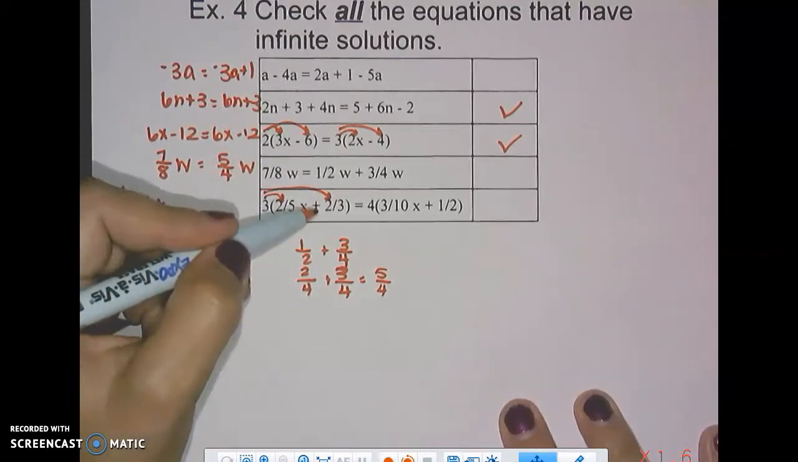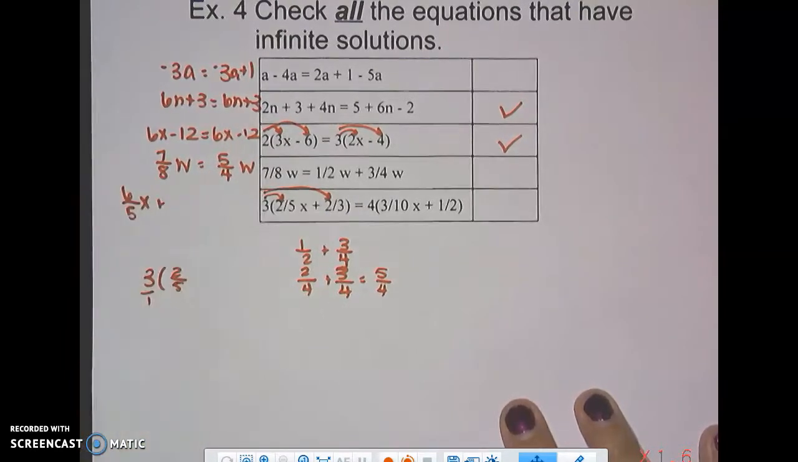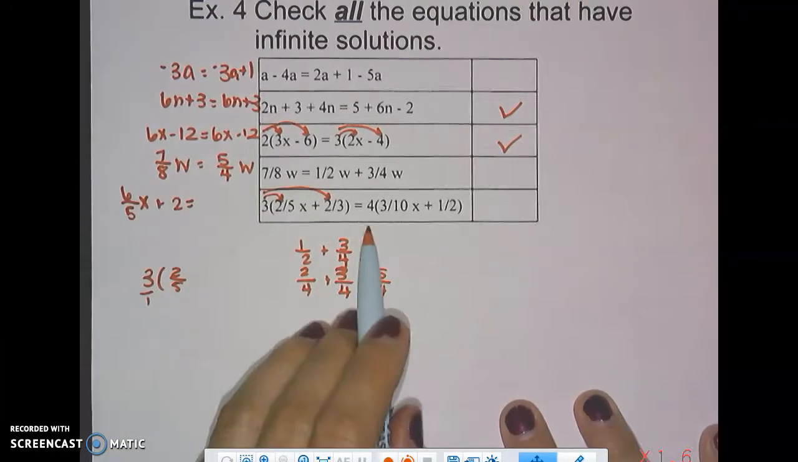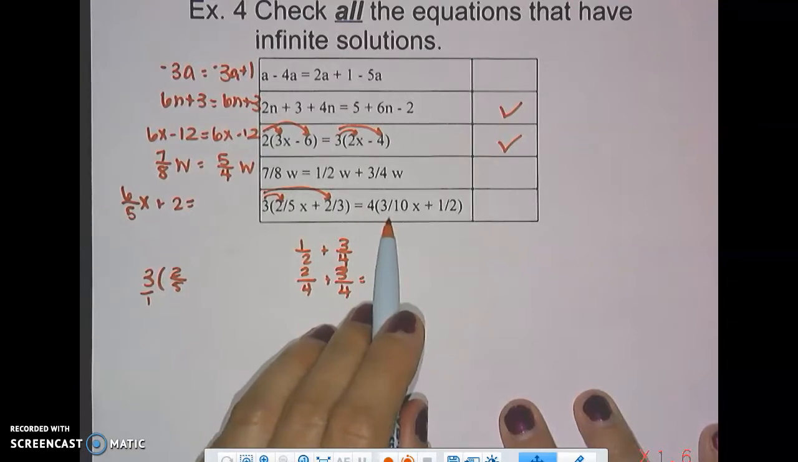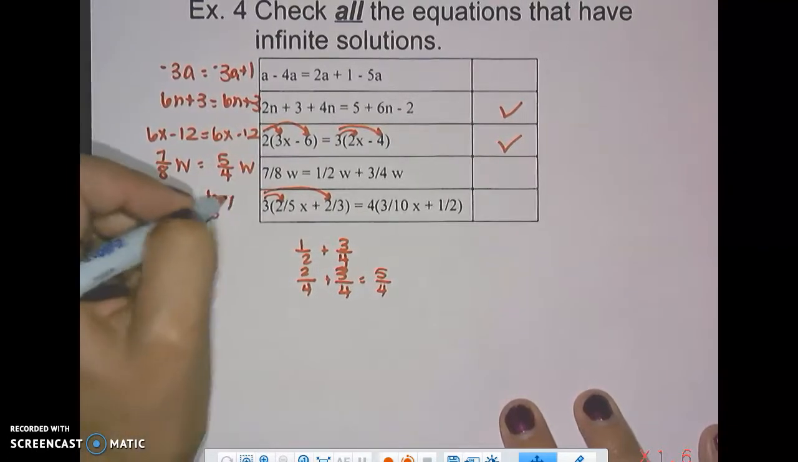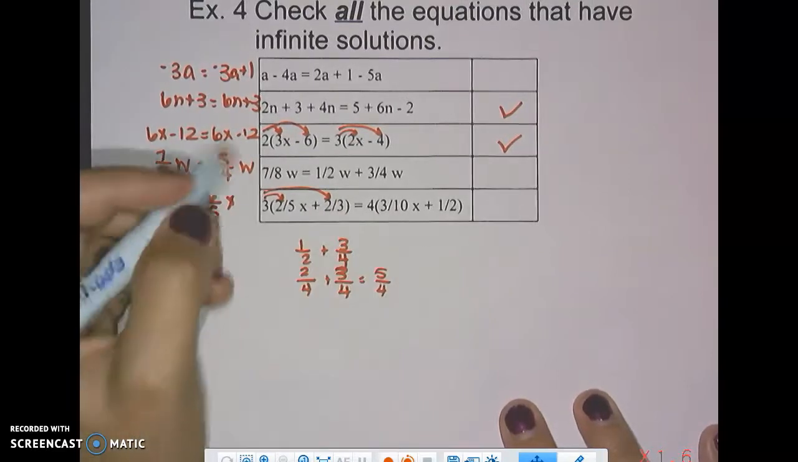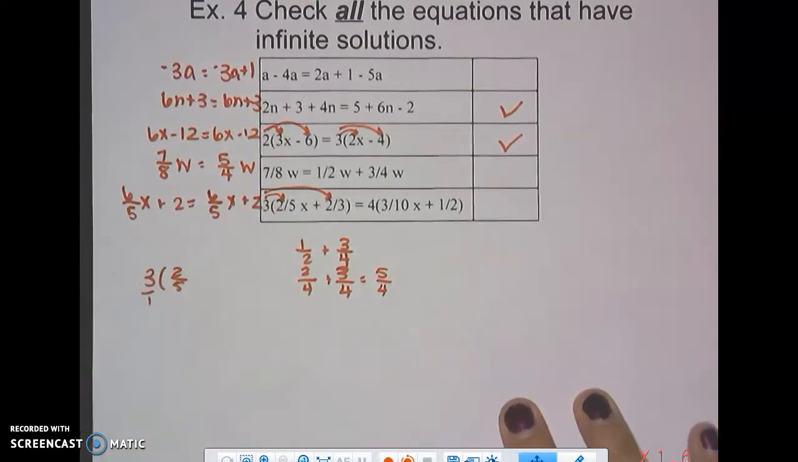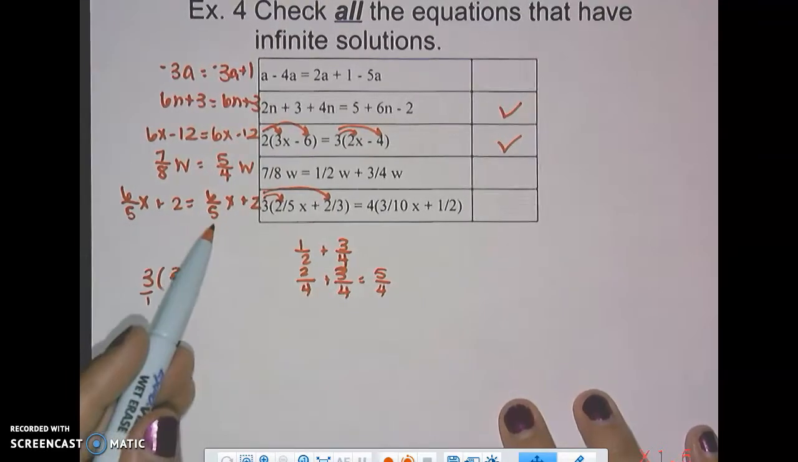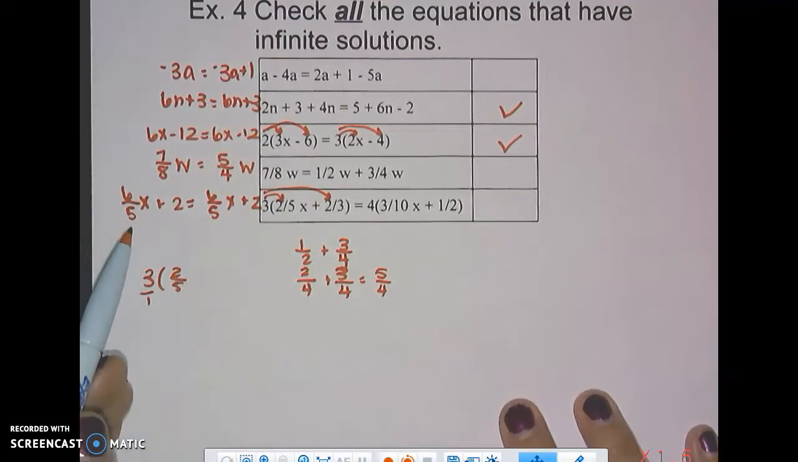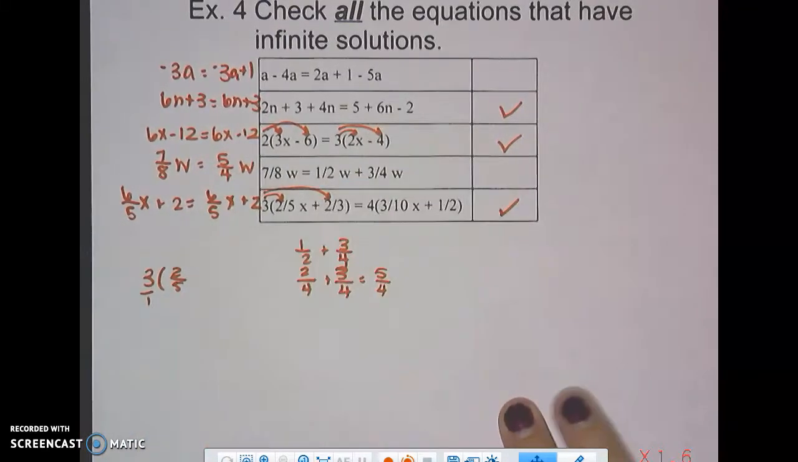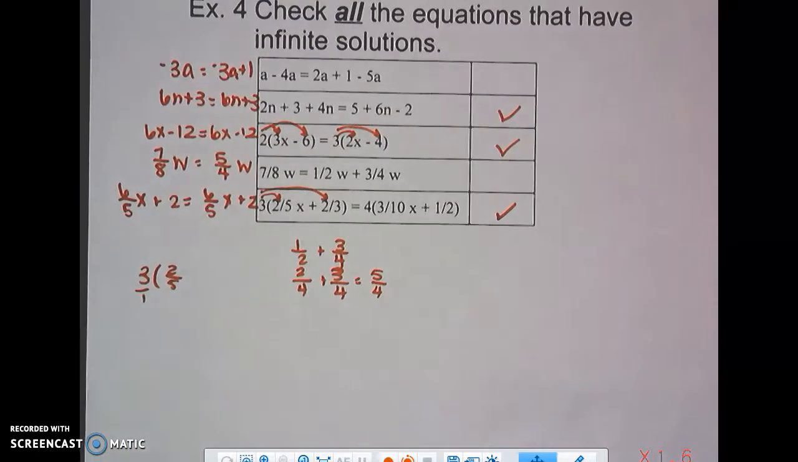Now this would give us 6/3. Well, 6/3 is just 2. On the right-hand side, 4 times 3/10 is going to give us 6/5. And 4 times 1/2 is going to give us 2. So are those two the same thing on both sides? 6/5 x plus 2 equals 6/5 x plus 2. Those are the same thing. So it is infinite solutions.